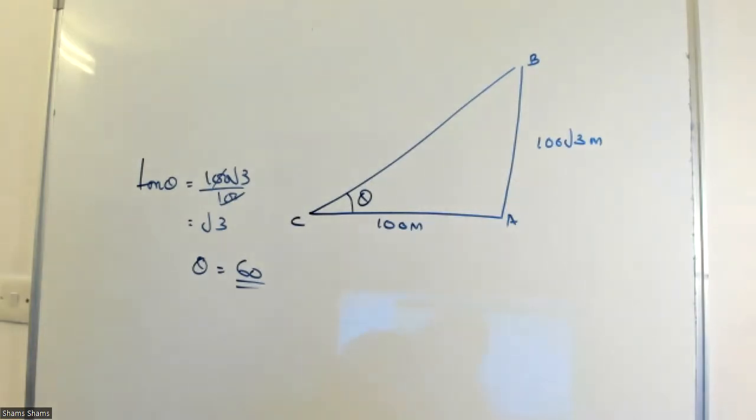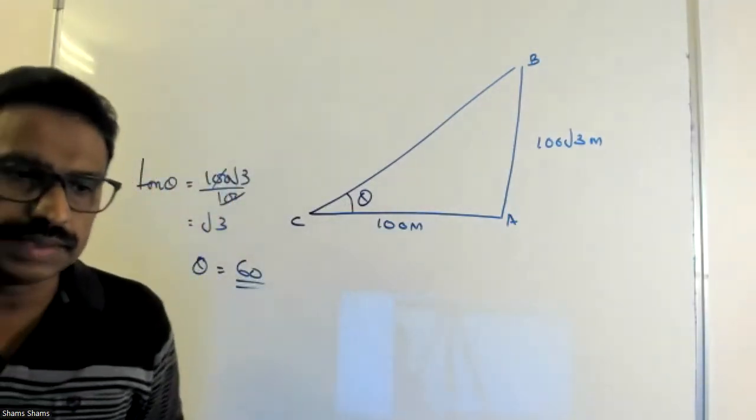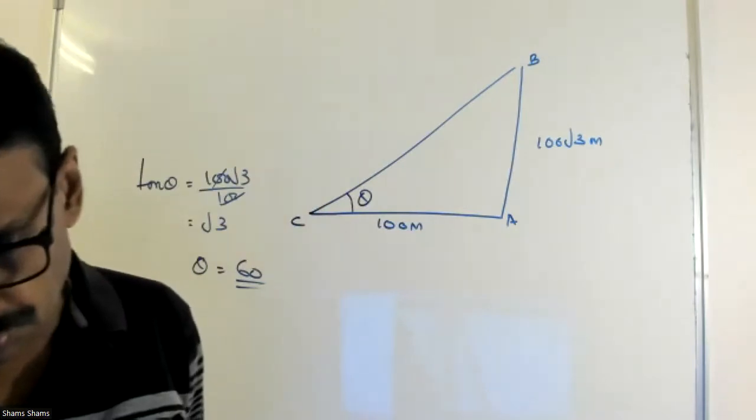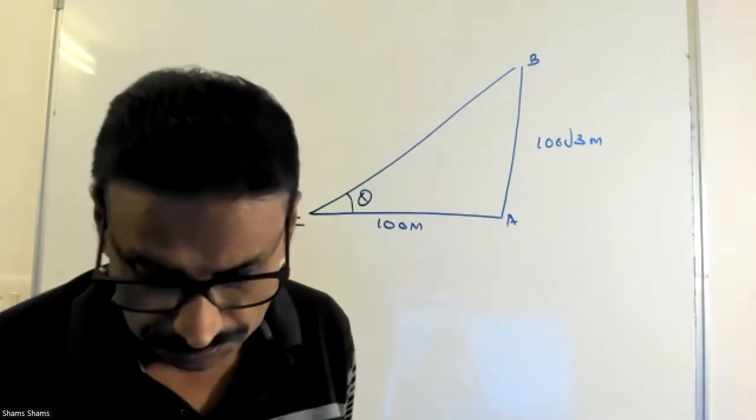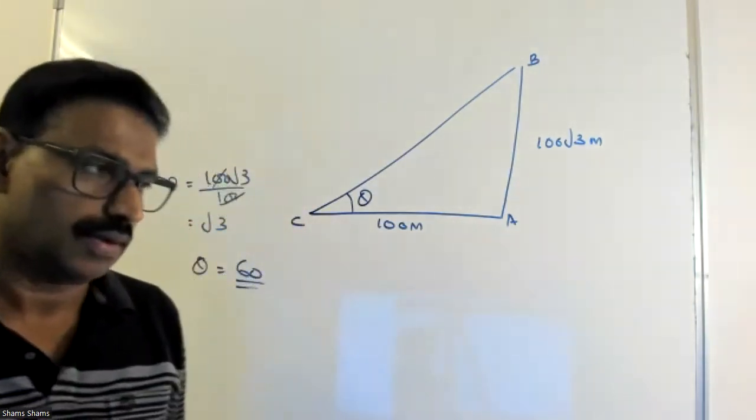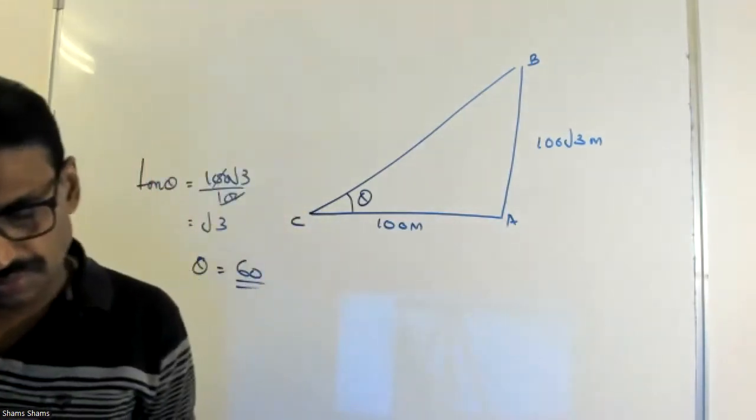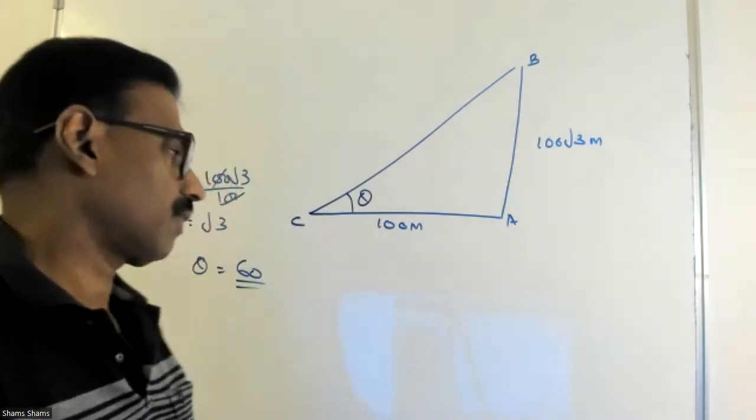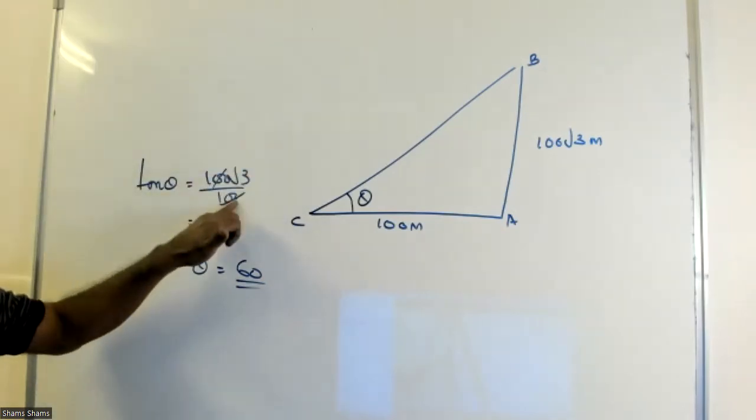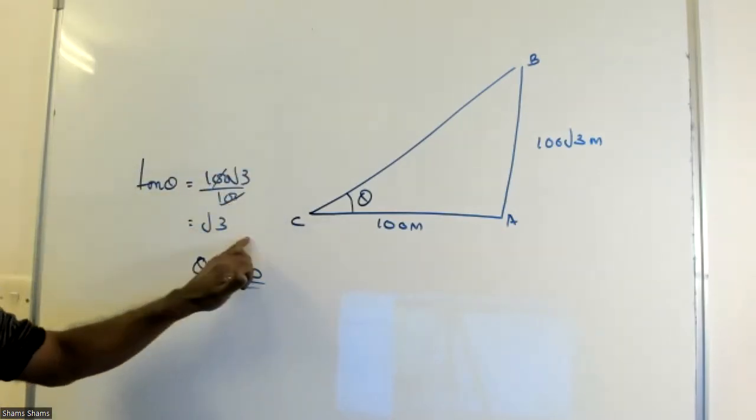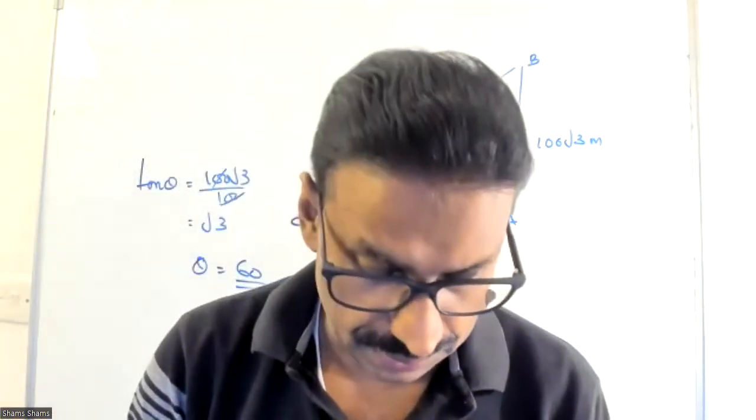Then let theta be the angle of elevation of the top of the tower from the point C. Then, tan theta equal to 100 root 3 divided by 100. Tan theta equal to root 3. Therefore, theta equal to 60. That's enough. So this part you have to write, and a neat figure.